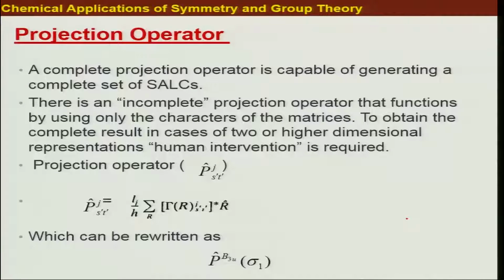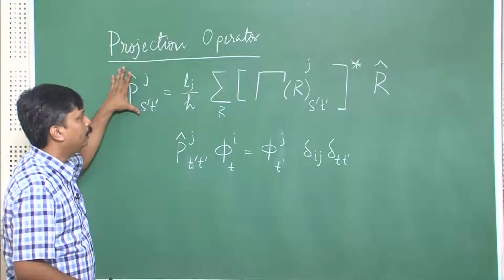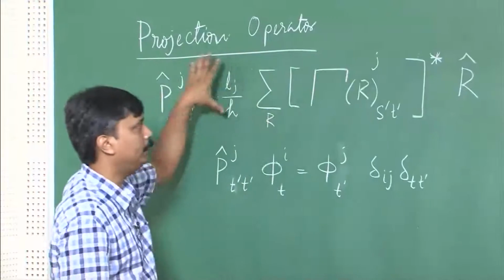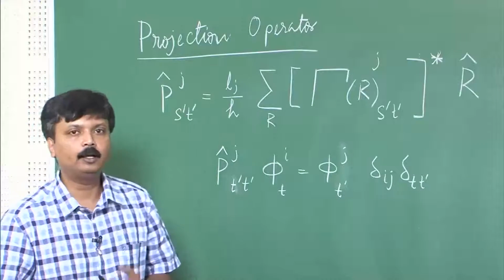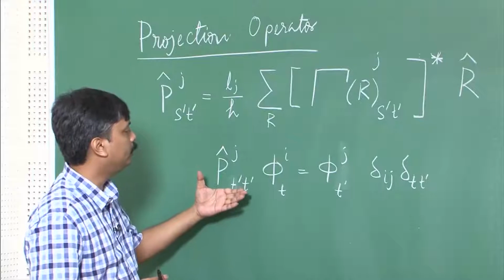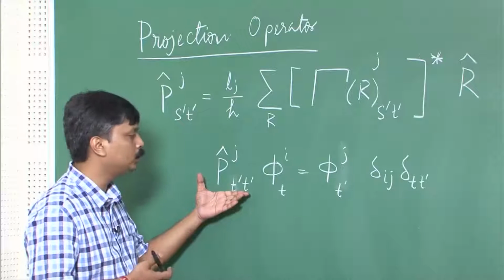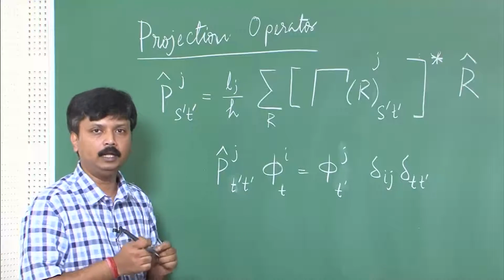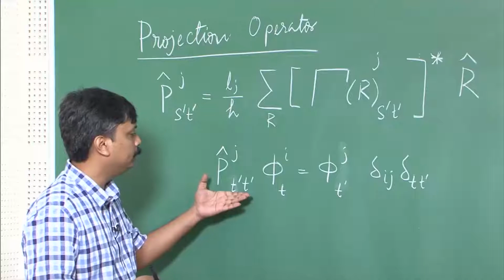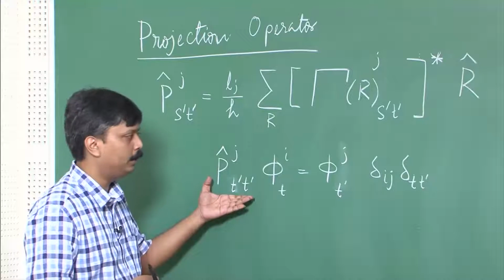We stated in the last class that a complete projection operator is capable of generating a complete set of SALC. So what we did, we formed this projection operator, and we derived it essentially using the general principle, and this is the form of that projection operator. From there we also said that this is a special case when one talks about the purely diagonal elements of the matrices of a representation.